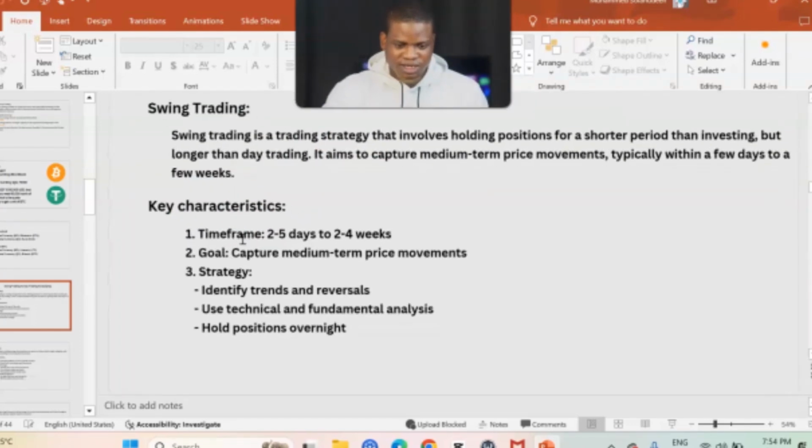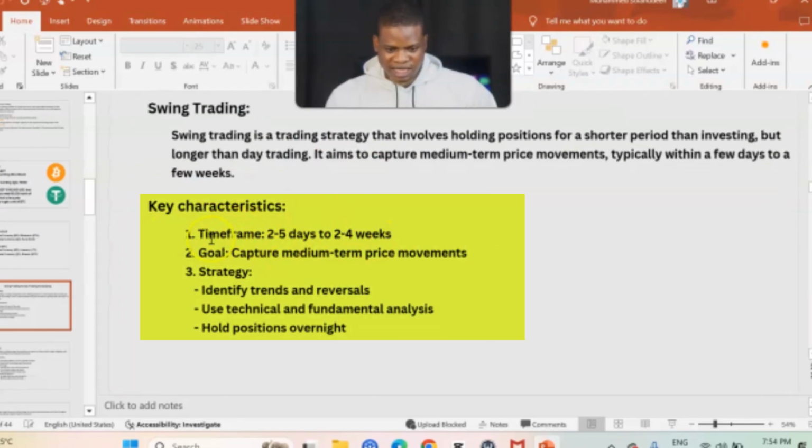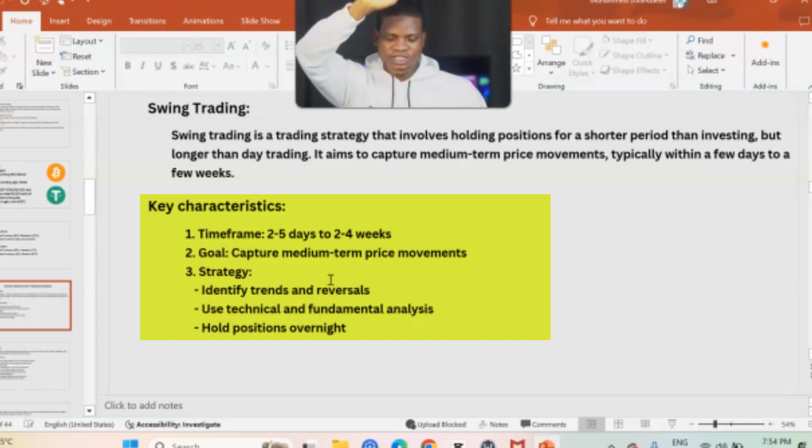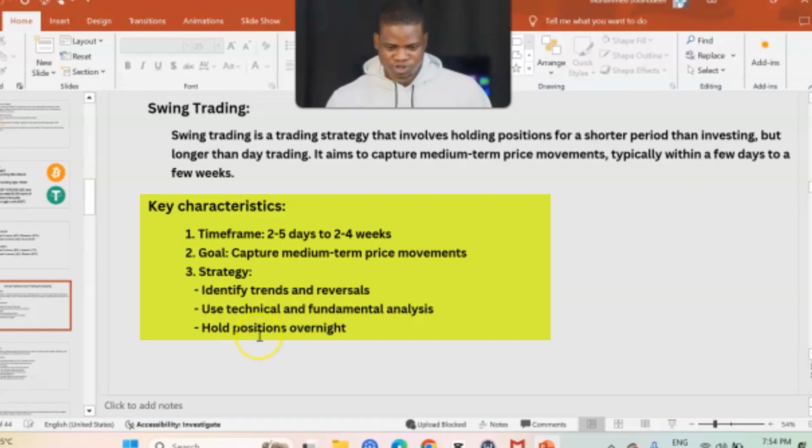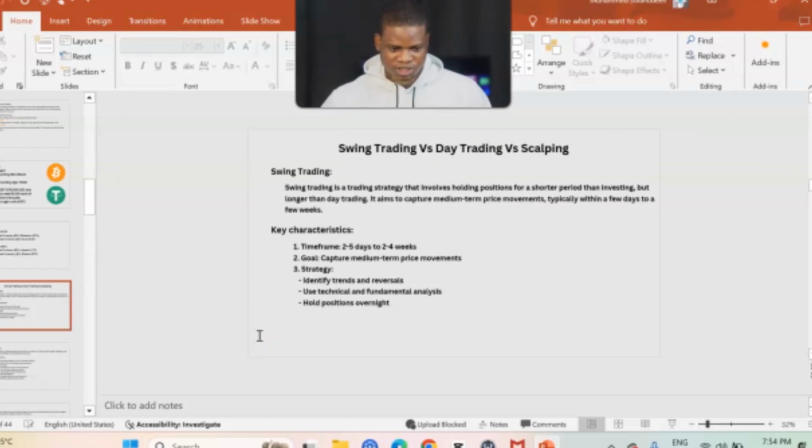Key characteristics. When you are doing technical analysis, you are looking at 2 to 5 days to 2 to 4 weeks. You might be looking at 2 days, 3 days, 4 days, 2 weeks, 3 weeks to 4 weeks. Your goal is to capture medium-term price movement. Your strategy is using trends and reversals because the market trends up sometimes, it trends down sometimes. Then you use technical analysis and fundamental analysis to analyze the market and hold positions overnight. Those are the key characteristics of swing trading.